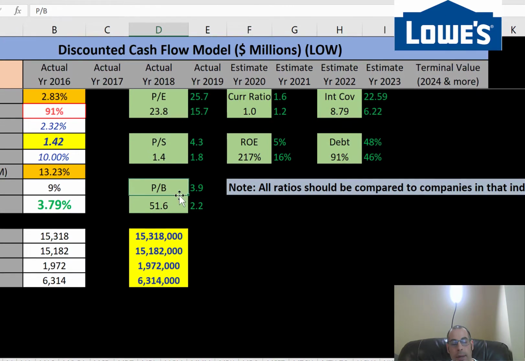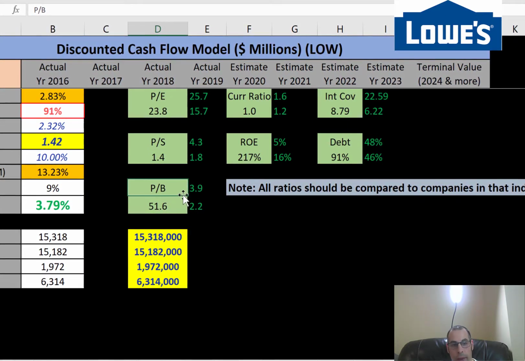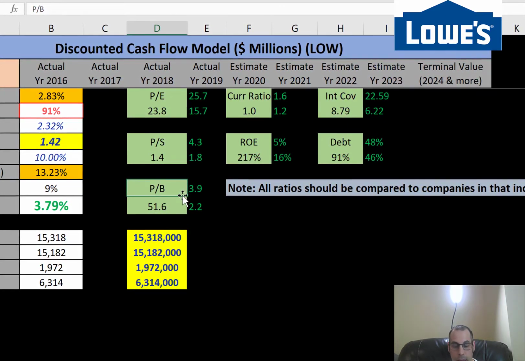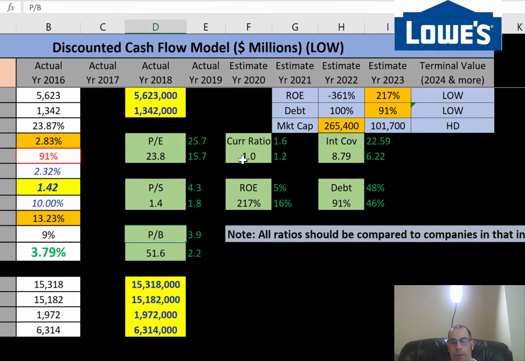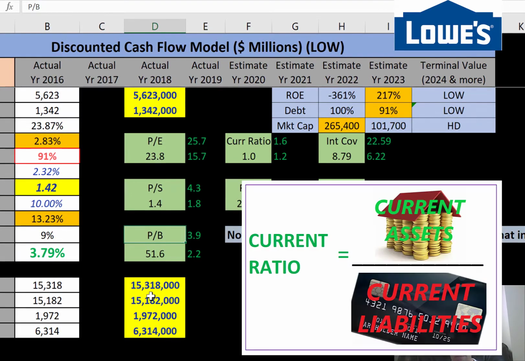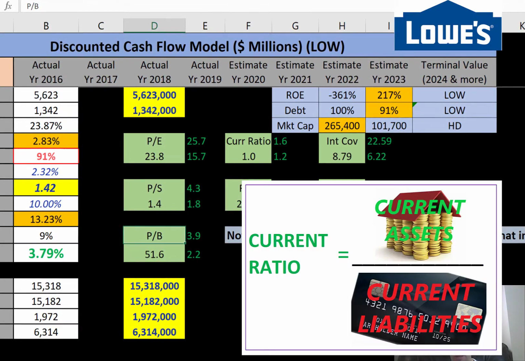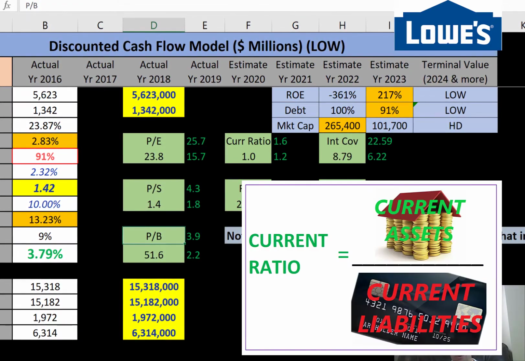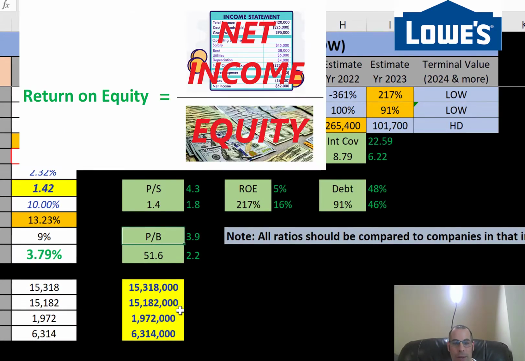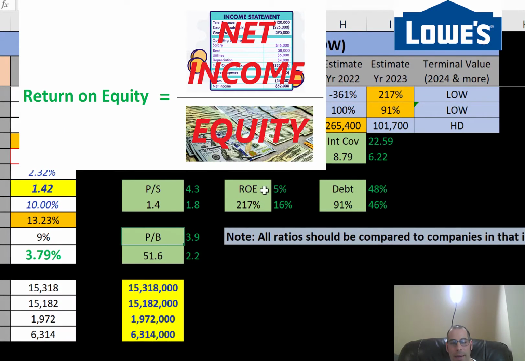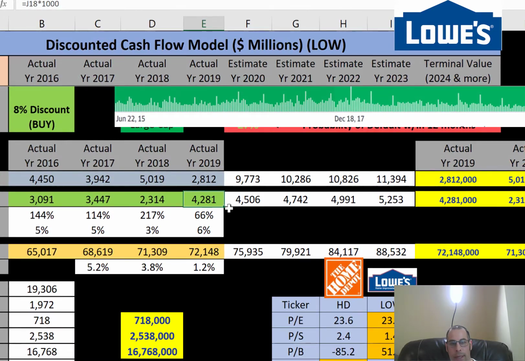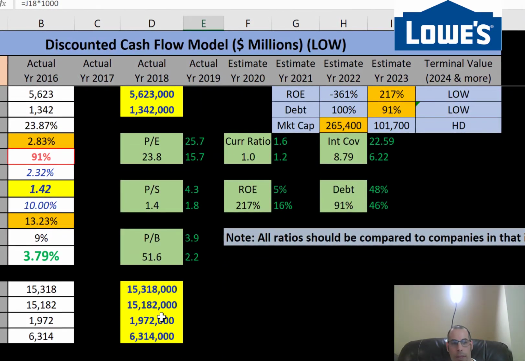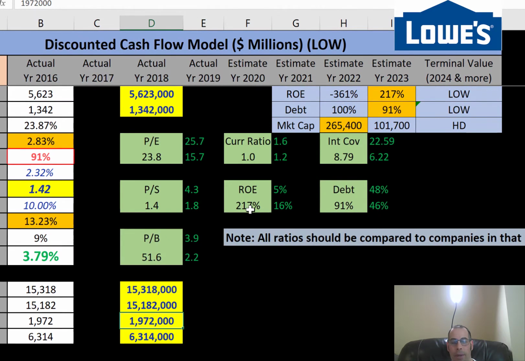And price to book is just price of stock over book value. And book value is total assets minus total liabilities. They have an okay current ratio, it's 1.0, so they can cover their current liabilities. Their ROE is through the roof just because they have such a low equity. And ROE is net income, remember the $4.3 billion from 2019, over the equity. So they're providing a great value to their equity holders.